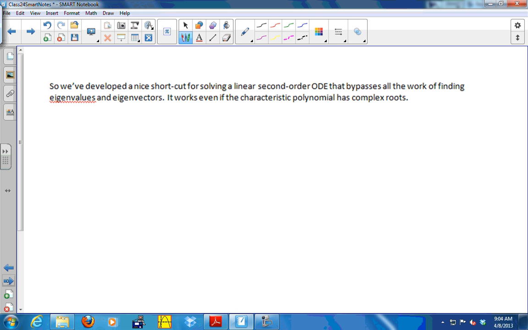All right, so we've developed a nice shortcut for solving a linear second order ODE, it bypasses all the work of finding eigenvalues and eigenvectors. It works even if the characteristic polynomial has complex roots. So we'll do an example like that next.